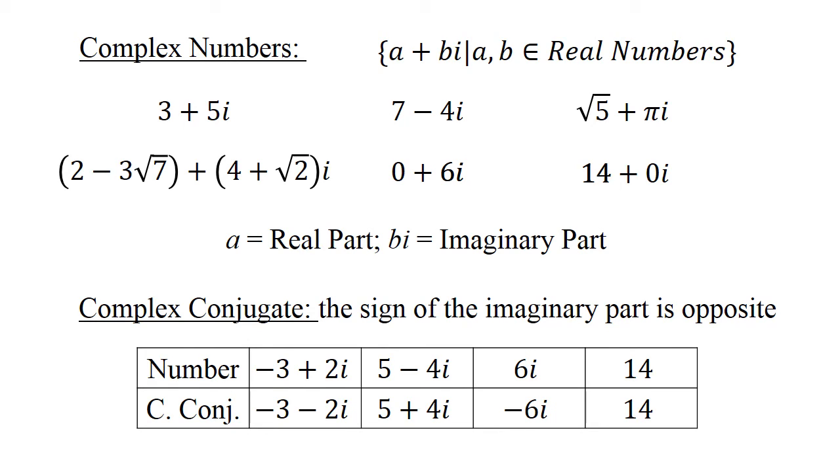So negative 3 plus 2i has complex conjugate negative 3 minus 2i. 5 minus 4i has complex conjugate 5 plus 4i. 6i, again, remember that up above I said 6i was a complex number, so its complex conjugate is negative 6i. Again, the imaginary part changes signs. 14, we said, is a complex number above, so its complex conjugate is also 14. You can think of that as 14 plus 0i and 14 minus 0i. In both cases, 0i, so we don't bother to write it, but those are the complex conjugates of them.